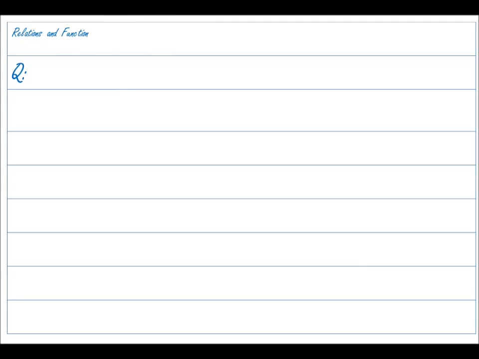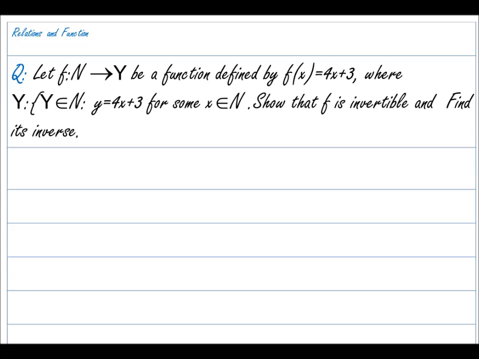Now let's solve one more question. Let function f from natural numbers to y be a function defined by f of x is equal to 4x plus 3, where y is defined as y belongs to natural numbers such that y is equal to 4x plus 3 for some value of x which belongs to natural numbers. Show that f is invertible and find its inverse.